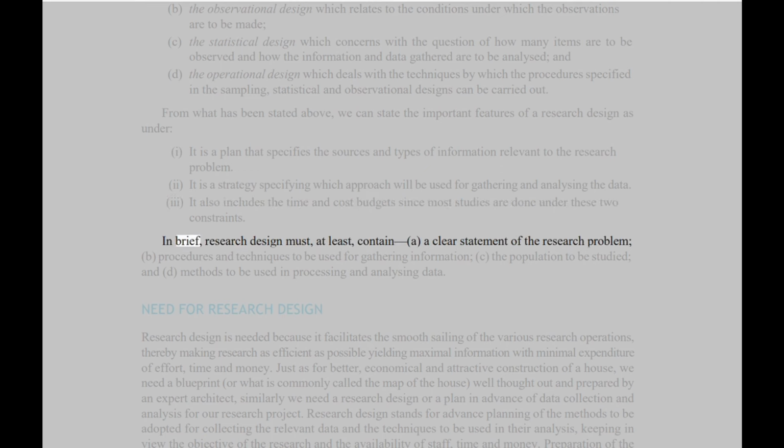In brief, research design must, at least, contain A. A clear statement of the research problem, B. Procedures and techniques to be used for gathering information, C. The population to be studied, and D. Methods to be used in processing and analyzing data. Need for research design.